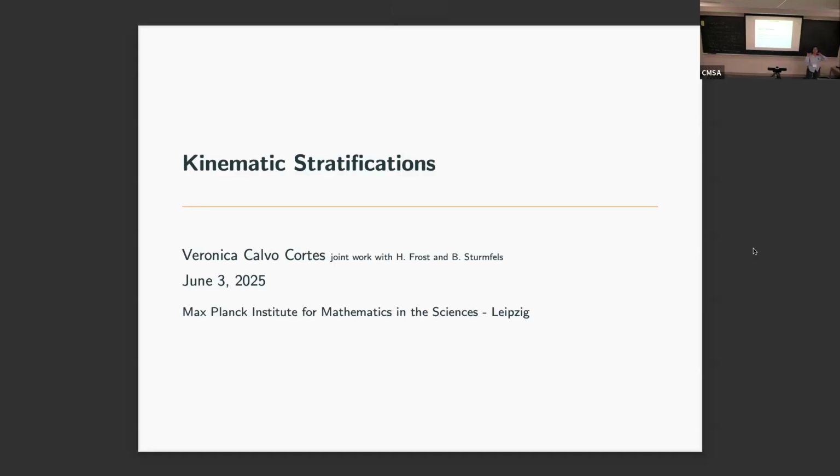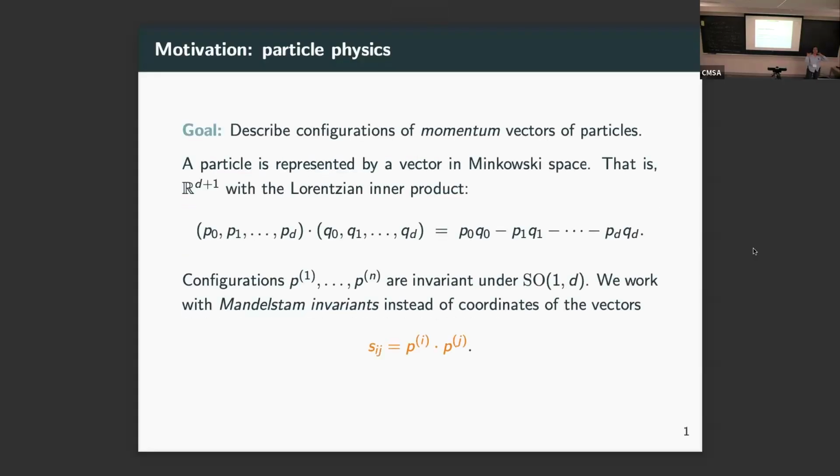Yes, so hi, I'm Veronica, and I want to tell you quickly about a nice project called Kinematic Stratifications. This is joint work with Frost and Berg. The motivation came from particle physics, and we want to describe configurations of momentum vectors of particles.